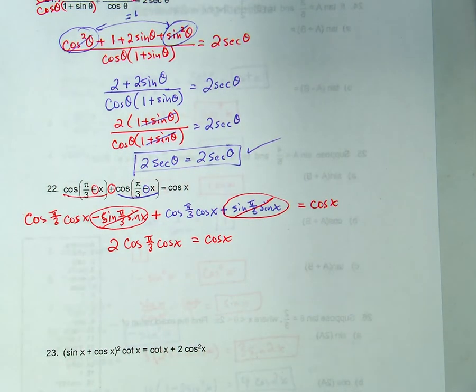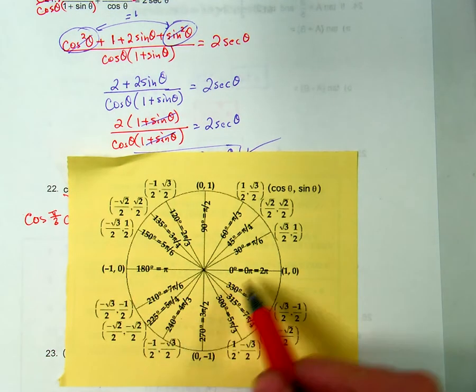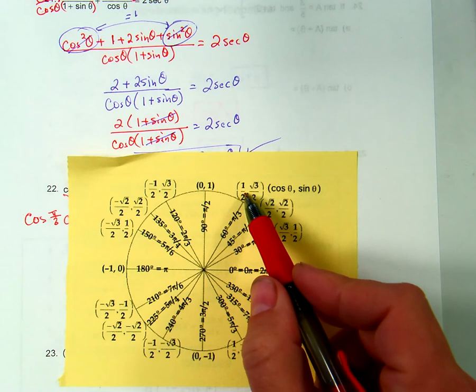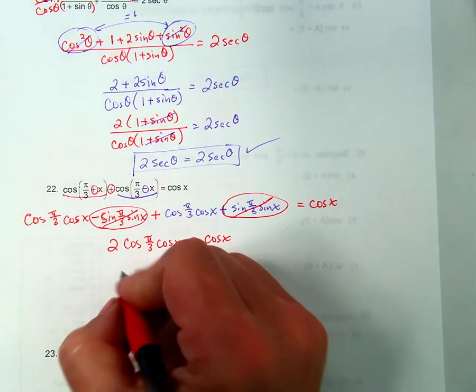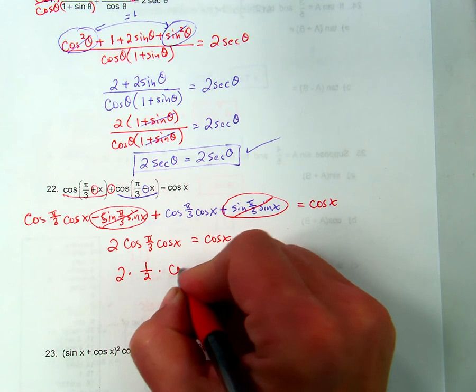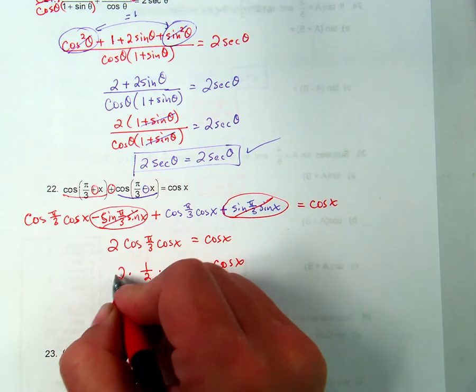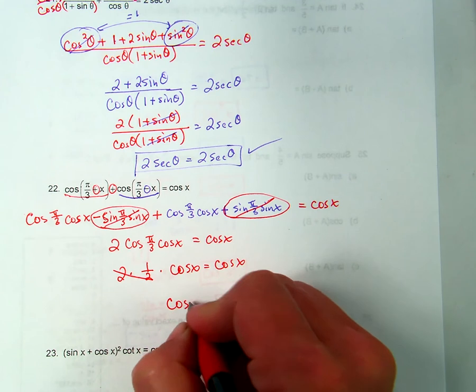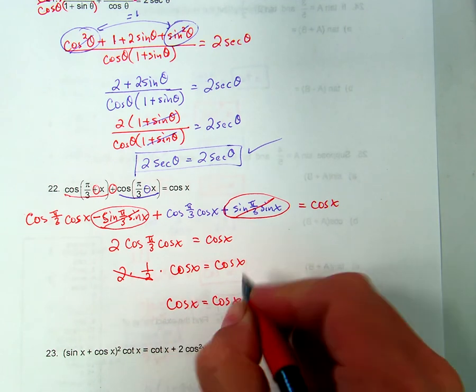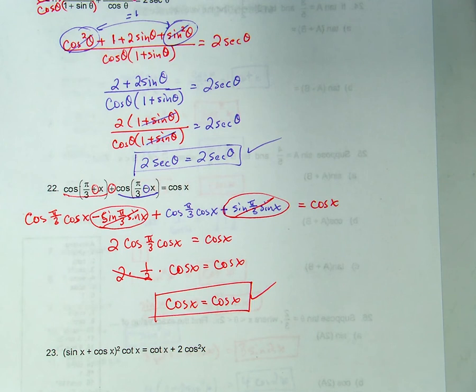What is cosine of pi over 3? If we look at our little unit circle here, cosine of pi over 3 gets us to right here. It's the x value. It's equal to 1/2. So 2 times 1/2 times cosine x is supposed to equal cosine x. Those cancel, and cosine x does equal cosine x. Moving on to 23.